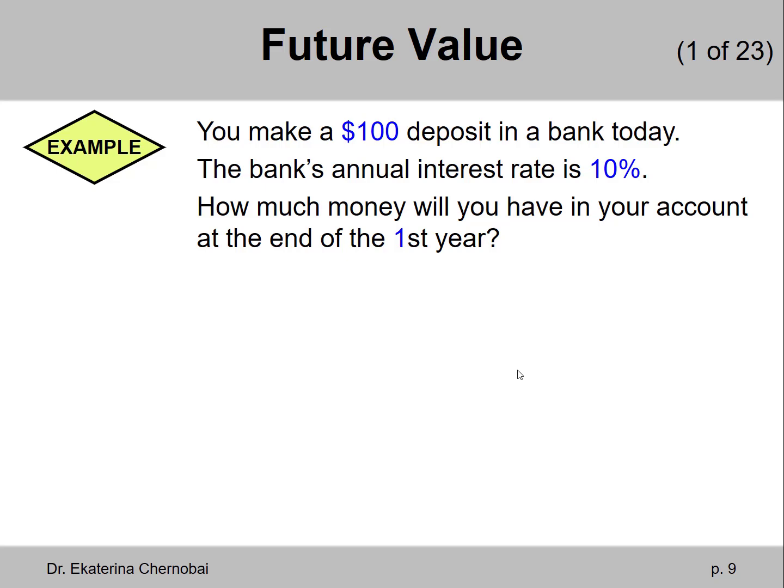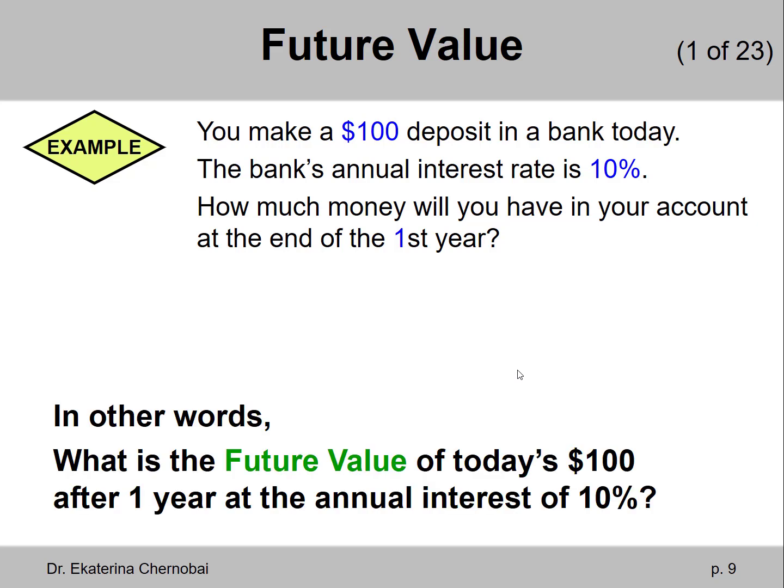Now let's look at the topic of future value. Let's start with the following example. You make a $100 deposit in a bank today. The bank's annual interest rate is 10%. How much money will you have in your account at the end of the first year?